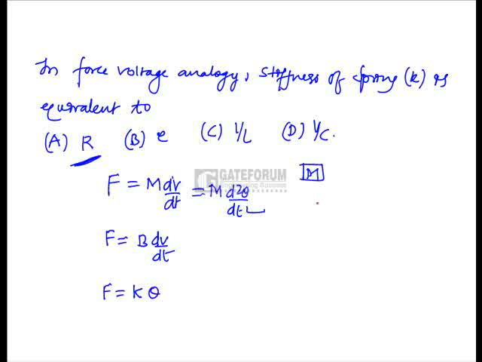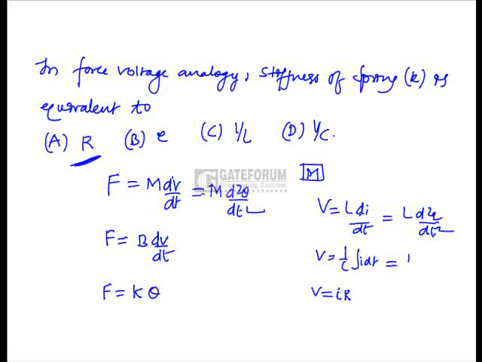Now let us see, what is the voltage V across an inductor? V is equal to L into di by dt. Similarly, voltage across capacitance is 1 by C integral of I dt. Voltage across resistor is V is equal to IR. I can write this as L into d square Q by dt square, similarly this one as 1 by C into Q, and this one as R into dQ by dt.